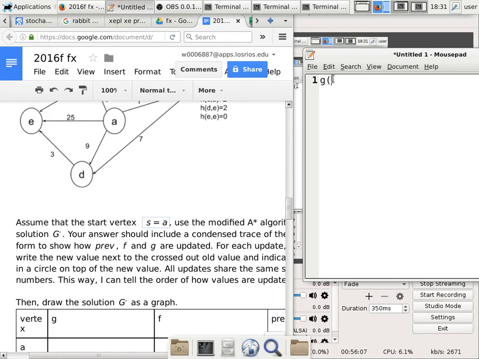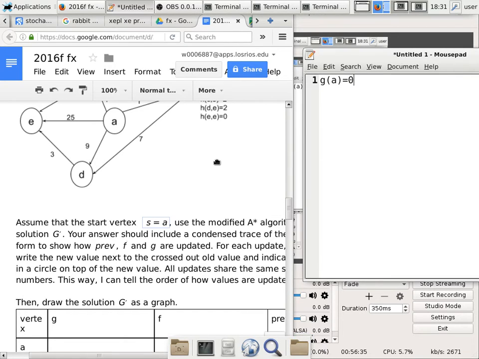So let's go ahead and look at the G values of these things. What is G of A? G of A is the cost of the known shortest path from the start vertex to vertex A. Which one was our start vertex again? A itself. So what is the cost to go from A to A? 0, very good. Okay, so that's kind of intuitive.